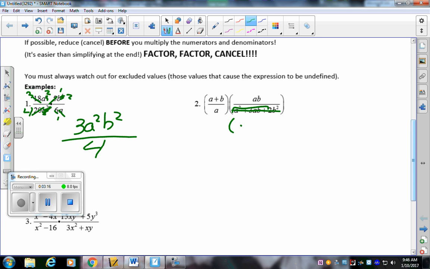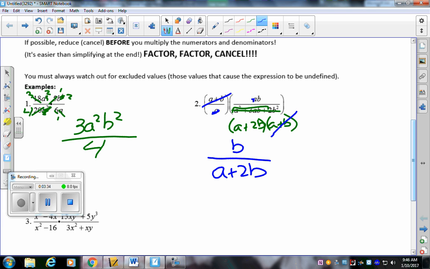So that's going to end up being 2b times a plus b. All right, now I can cancel. Let's see, what can I cross off here? I can cross off the a plus b's, this a with that a, and I'm done. So I'm left with b over a plus 2b. Okay, so once again, more of just the same of what we did. Factor, cancel.